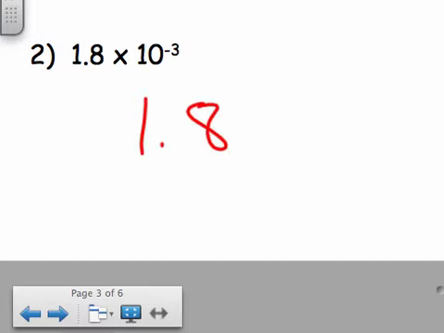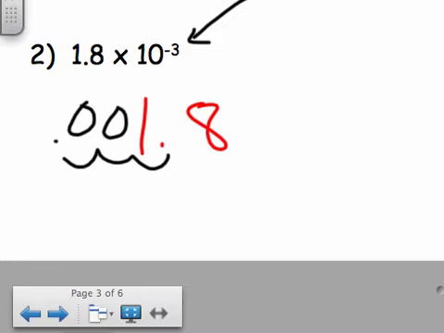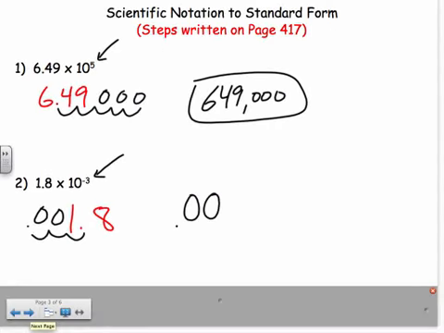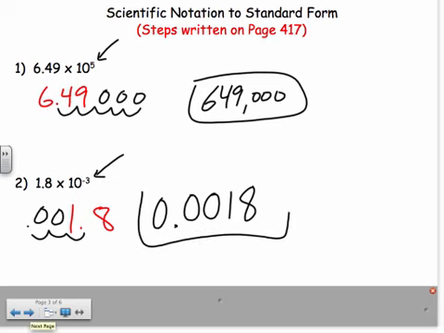So I got 1.8, and this time instead of going right, we're going to go left because we want a smaller number. And we go left 3 times. So that negative just tells us go left and move it 3 times, and we just add our zeros in where those spaces are at. 0.0018. And we could put a 0 out front, but we don't really need to. So there's the difference.